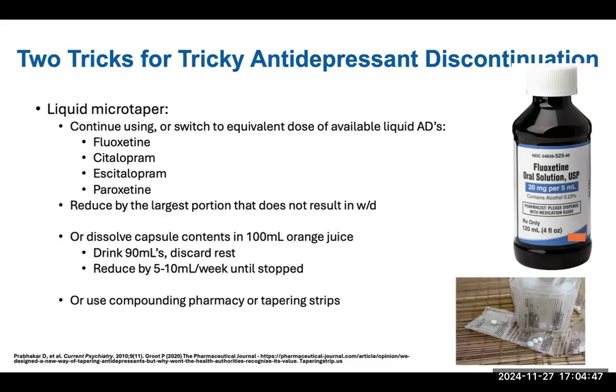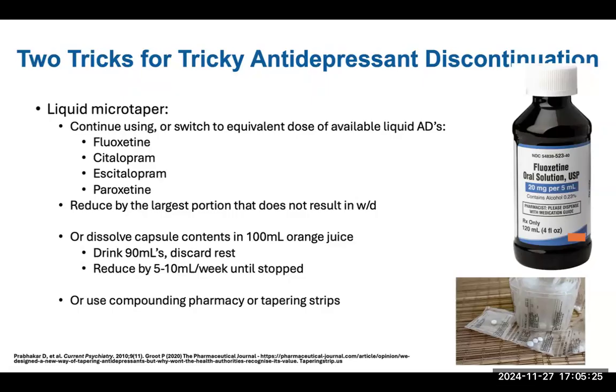The other thing you can do is use an oral solution of the medication. Now, not every antidepressant comes in an oral form, but fluoxetine, citalopram, escitalopram, and paroxetine will allow you to do this. So using a very small syringe, sometimes even towards the end you need to use an insulin syringe, but usually a 1 milliliter syringe, you can figure out what the dosing is. In this case, this is fluoxetine 20 milligrams per 5 mLs. So you can do the math and figure out what would be a reasonable reduction of that particular med.